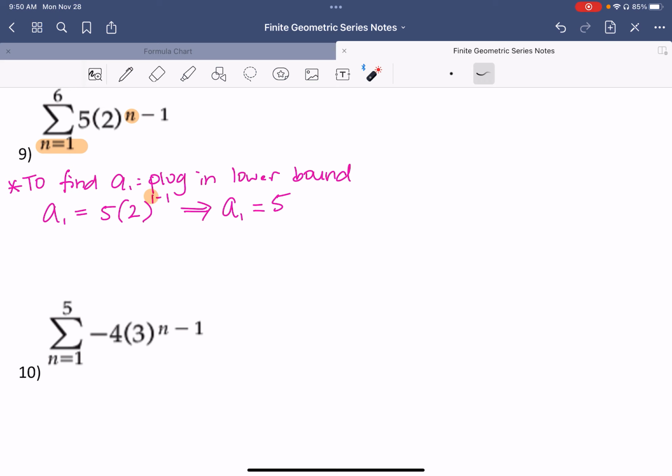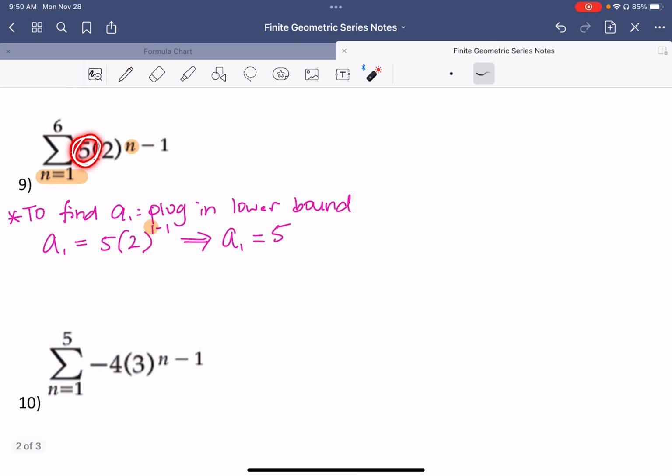Okay, now notice that that is the number that was here. If you remember, geometric sequences are written as a sub 1 times r to the power of something. But the first number is only the first term if the lower bound is 1. So to avoid making a mistake, just always plug in the lower bound. Sometimes it will be the same number, sometimes it will not. But to stay on the safe side, just always plug in the lower bound.